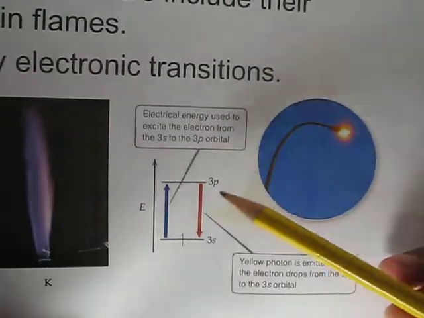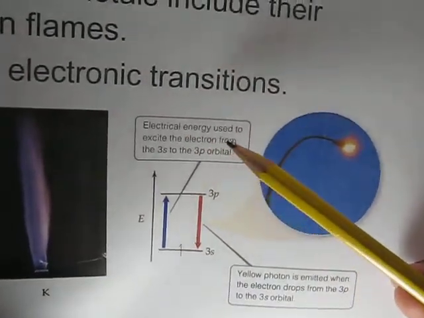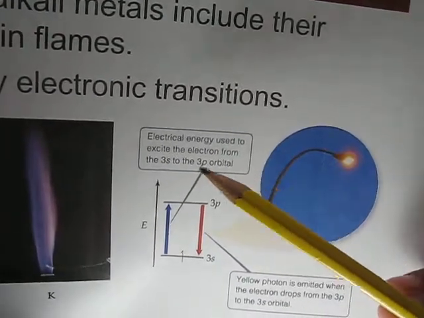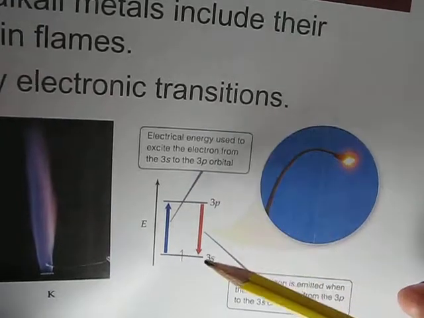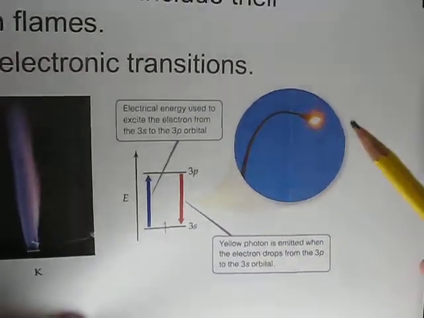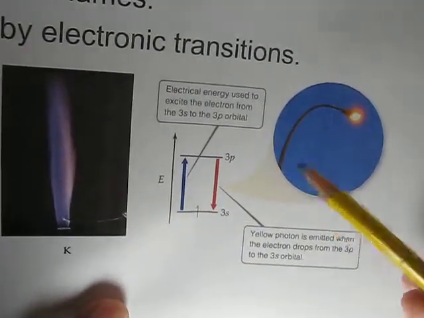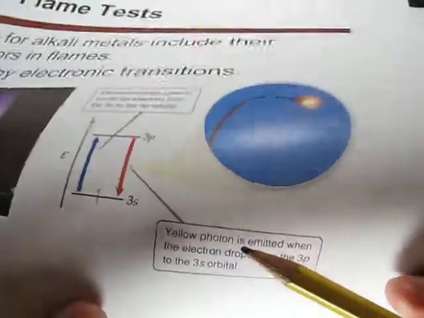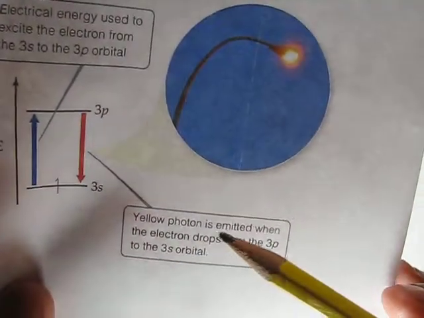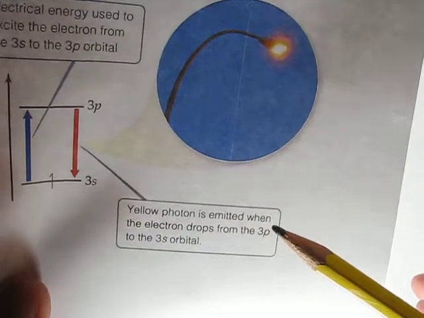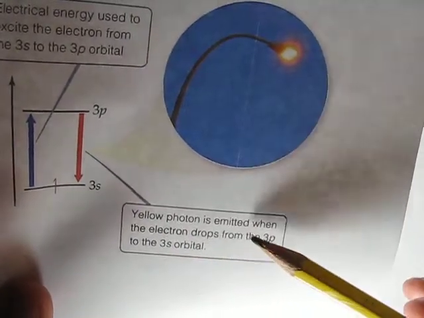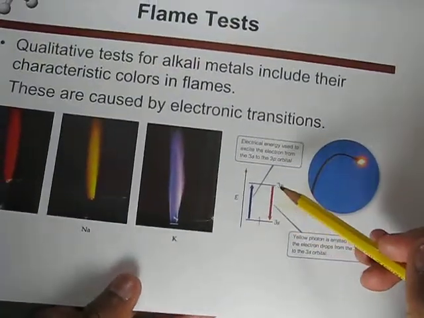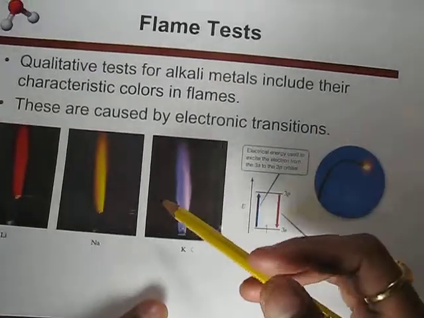This diagram shows that energy is used to excite the electron from the 3s to the 3p orbital, and then when it comes back it releases the energy. This is the basis of the flame test. The yellow portion is emitted when the electron drops from the 3p to the 3s orbital. So when they come back, they release the energy in the form of a colored flame.